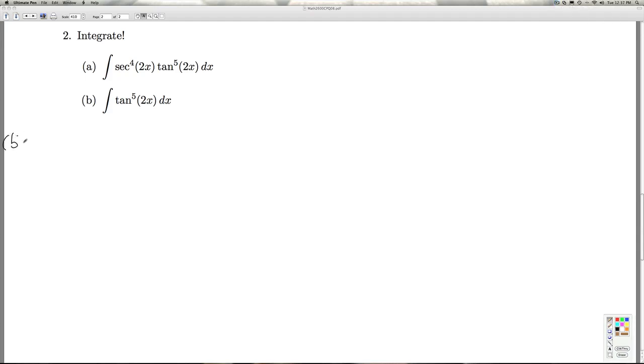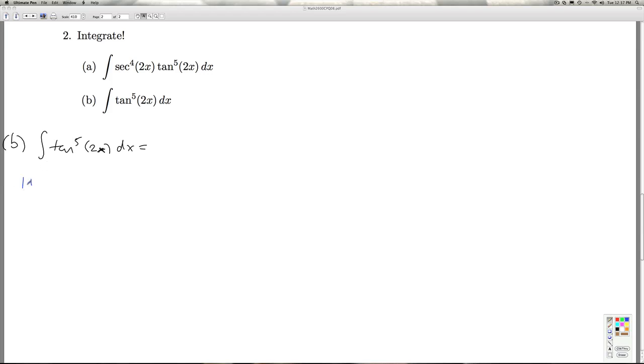Okay, looking at part B, I've got the integral of tangent to the 5th 2x dx. And if I want to use the technique used in part A, I'd have to be keeping back a secant tangent or a secant squared, and I don't have any secants at all. So if I just have a bunch of tangents and I need some secants, I can go ahead and convert some tangents to secants using the Pythagorean identity.